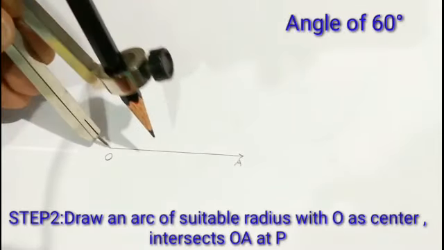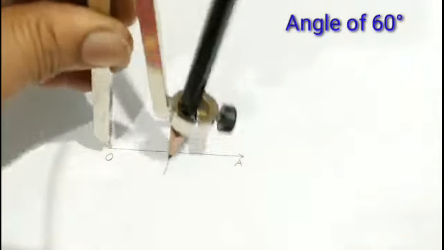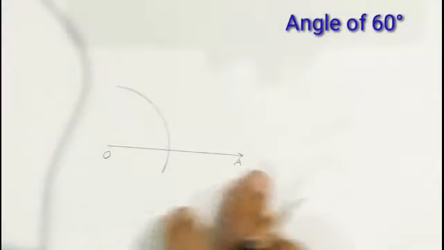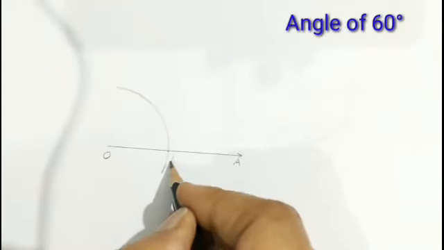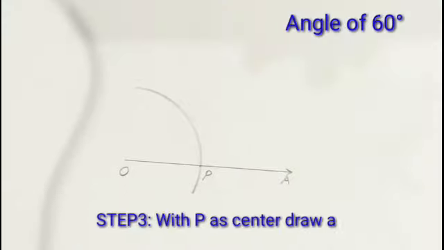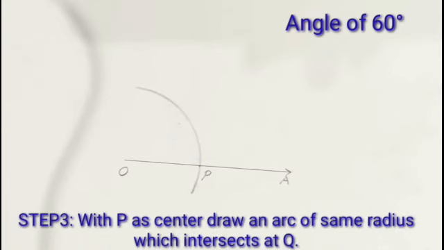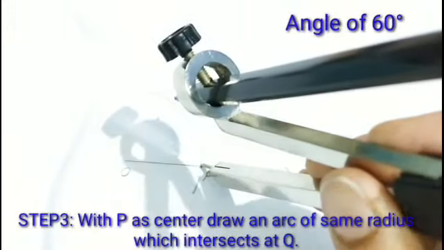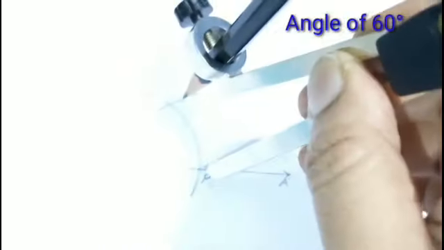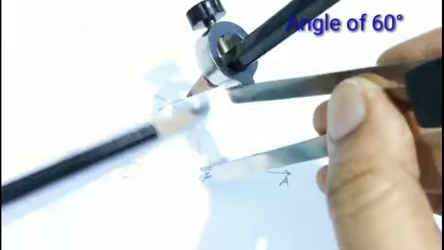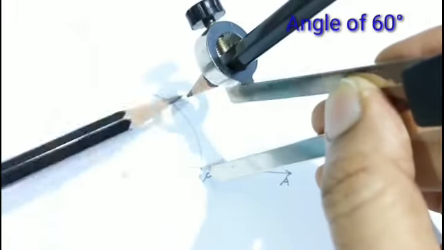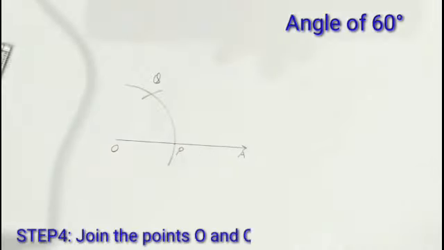O as center, of suitable radius, draw an arc which meets OA at point P. Step 3. Draw an arc of the same radius as in step 2 with P as center so that it intersects the initial arc. So let's follow. P as center, it intersects the initial arc at Q. Take care children, this radius should remain the same during the whole process.